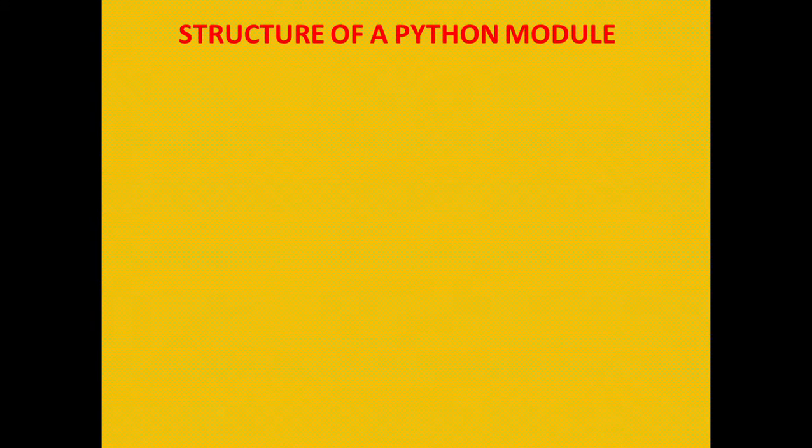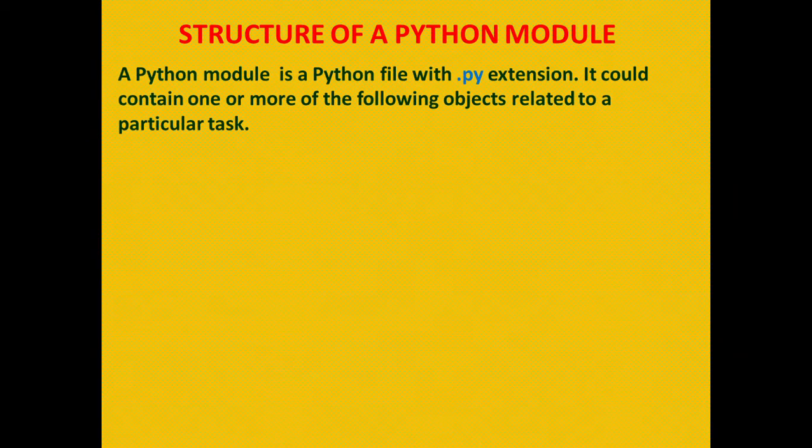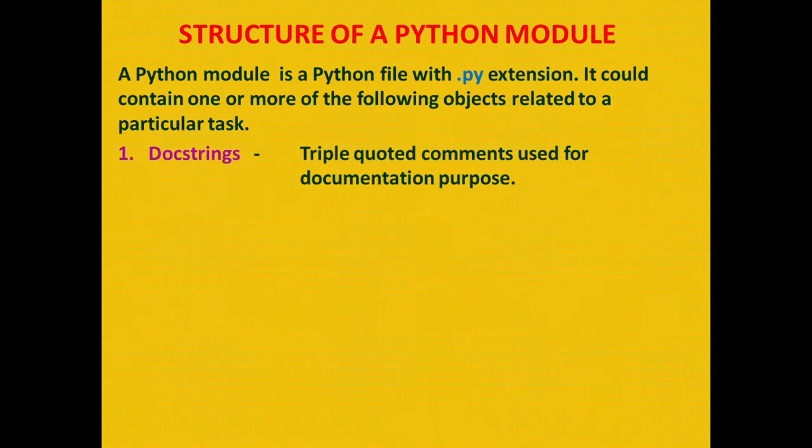Let us see the structure of a Python module. A Python module is simply a file with .py extension. So this .py file can contain one or more of the following objects. Let us see one by one. Docstring. Docstring is the triple quoted string that is given in a module. And this is mainly used for documentation purpose.